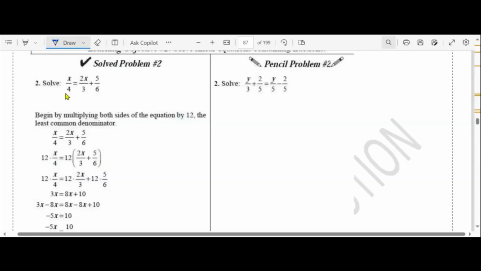This one is dealing with fractions. Here I have 4 in the denominator, 3, and 6. What is the LCD for 4, 3, and 6? The answer is? This common denominator? Yes, the answer is 12. So what should I multiply to make the denominator 12?